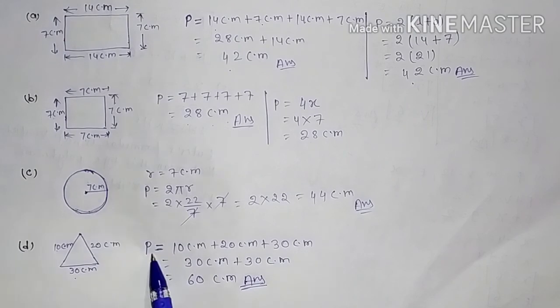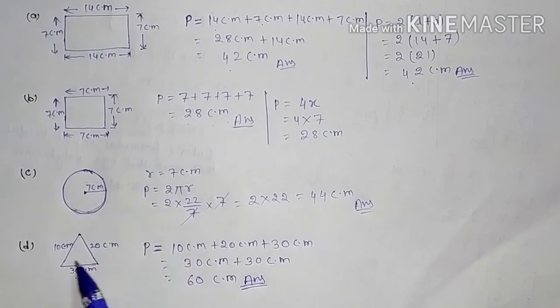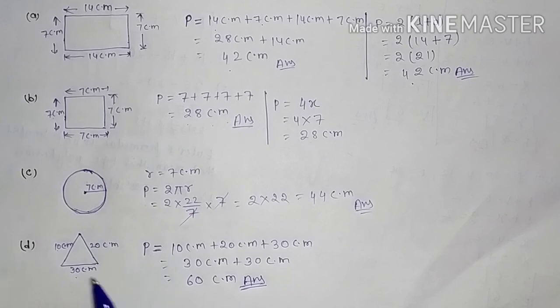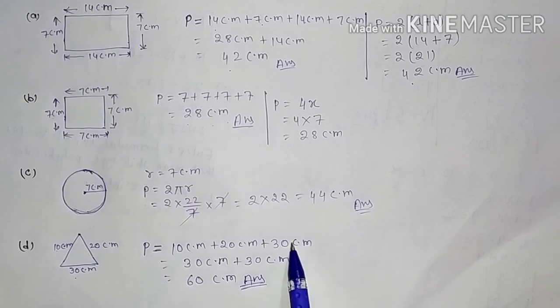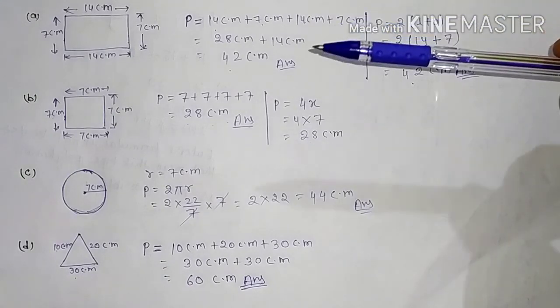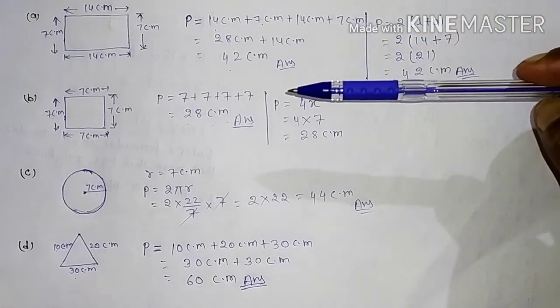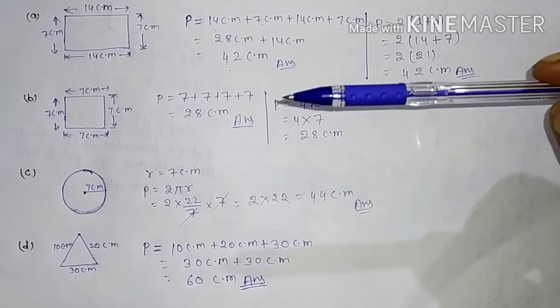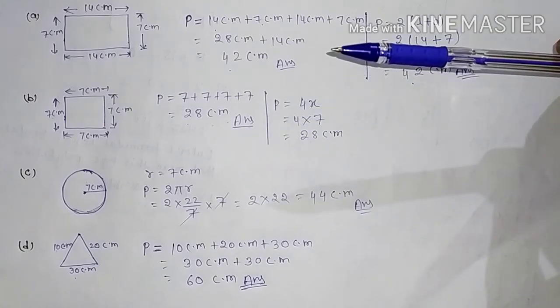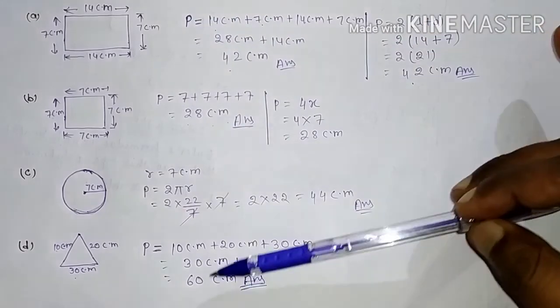Now perimeter equals the sum of all sides, that is 10 plus 20 plus 30. 10 plus 20 is 30 centimeter, and this will be 30 centimeter. 30 plus 30 is 60 centimeter. And this is the answer. This is the simple way to understand how we can solve the questions about perimeter. This is the explanation.